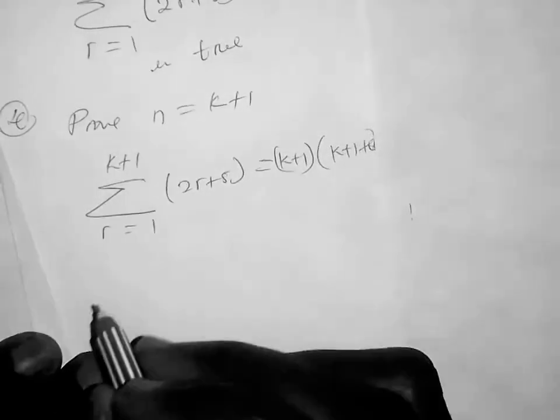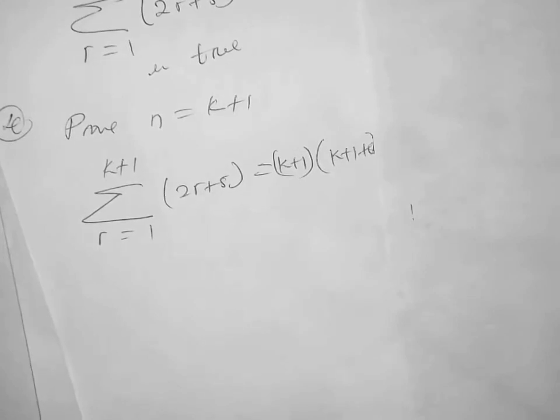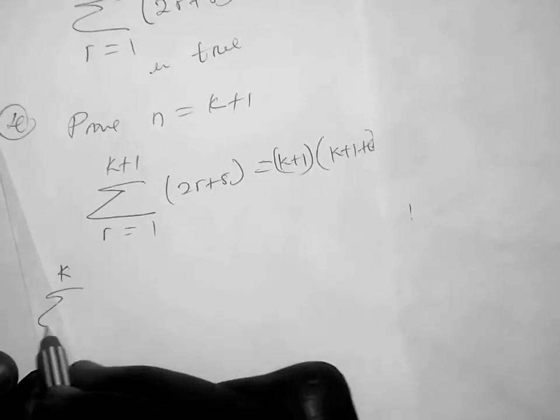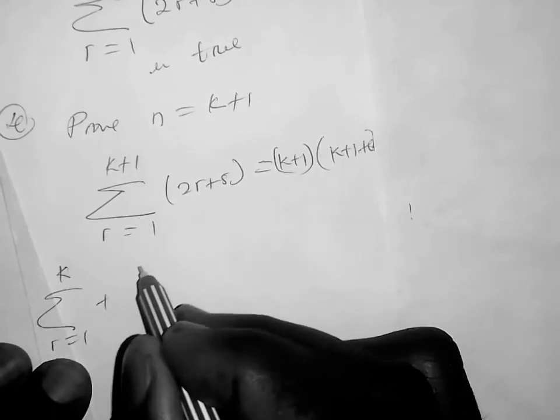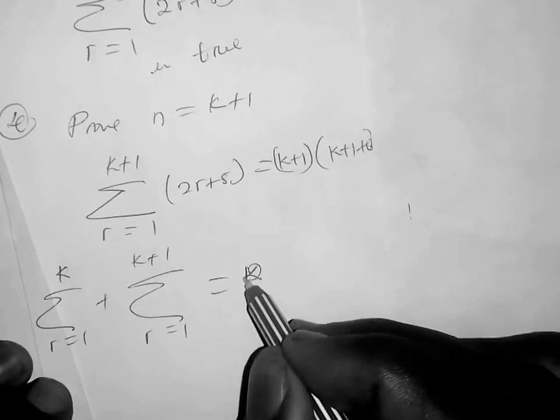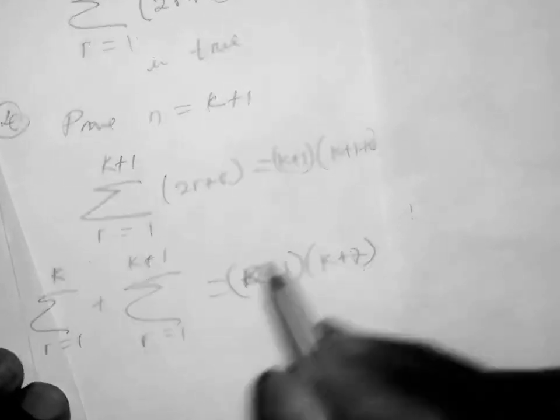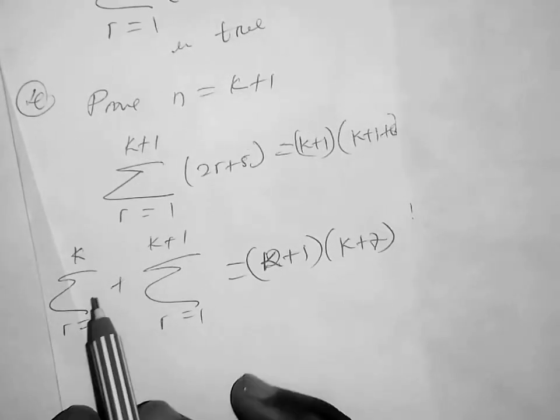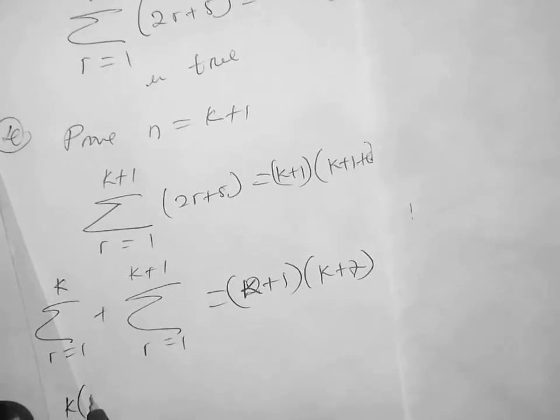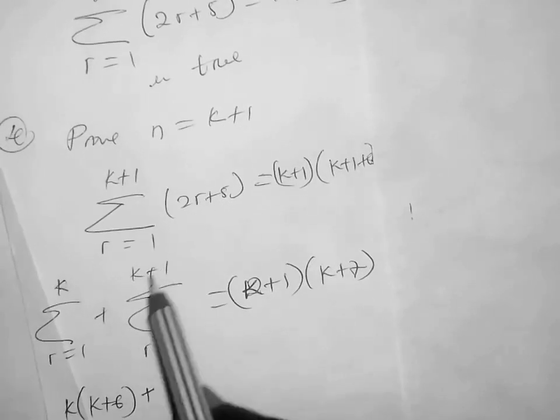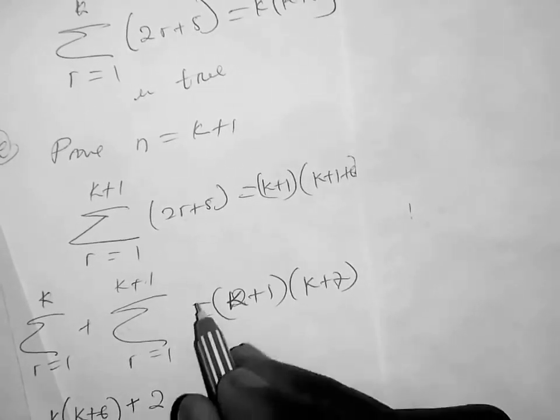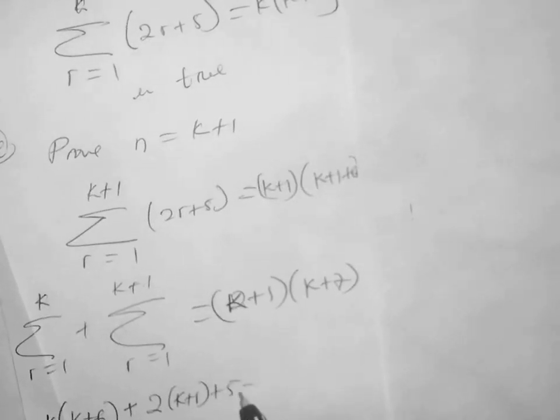All right, so what we do now is add these two terms, your k and your k + 1. When adding, the summation to k plus the term for k + 1 is equal to (k + 1)(k + 7). Let me put the 7 here. Our sum to k, from our assumption, is k(k + 6). Then plus this one, where there's r, you put k + 1.